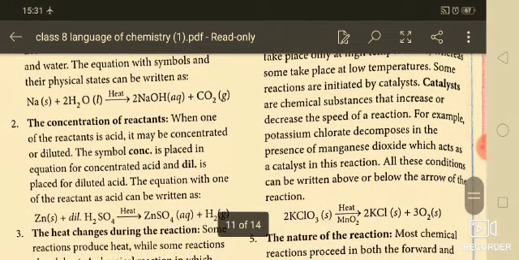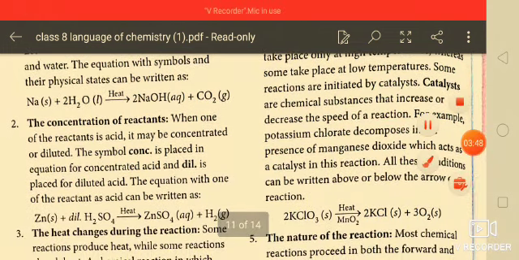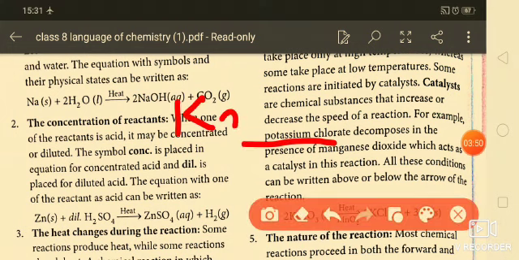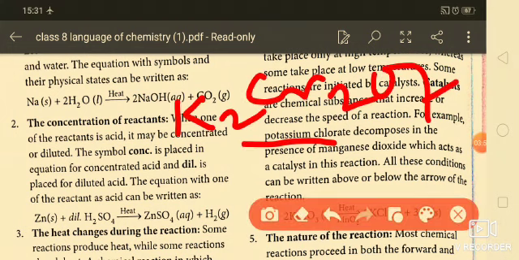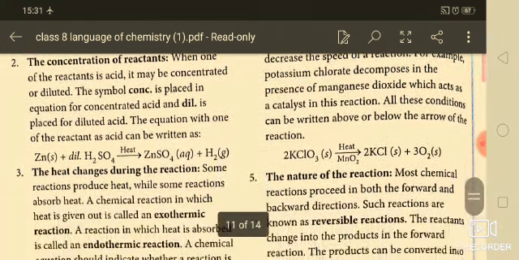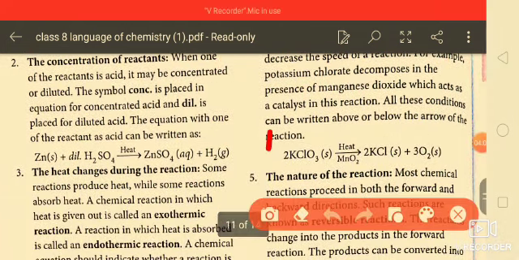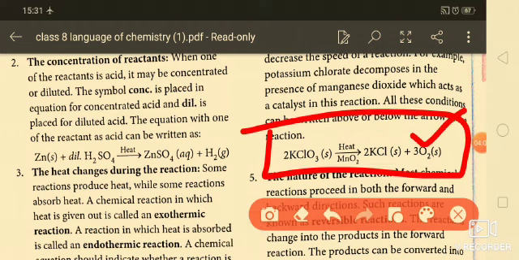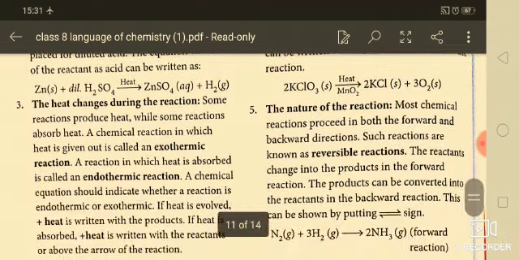For example, potassium chlorate KClO3 decomposes in presence of manganese dioxide MnO2, which acts as a catalyst in this reaction. You are seeing here this KClO3, this is the process to make oxygen gas. This potassium chlorate is heated in presence of manganese dioxide, which is in solid form, and gives potassium chloride in solid, and oxygen also.